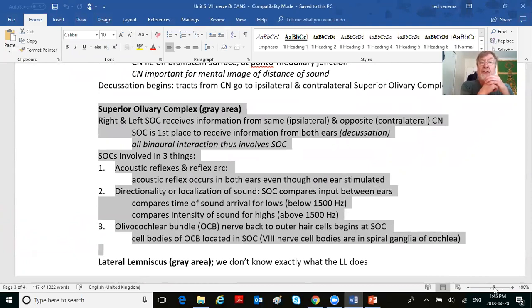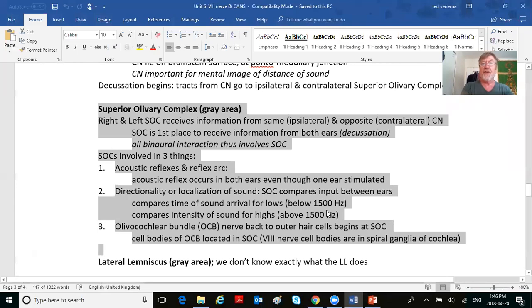The right and left superior olivary complexes receive information from same ipsilateral and opposite contralateral cochlear nuclei. The SOC is therefore the first place to receive info from both ears due to decussation. All binaural interaction thus involves this pair of nuclei.